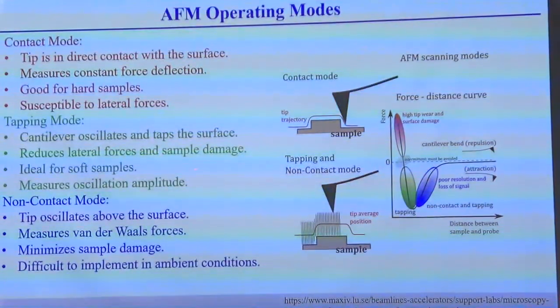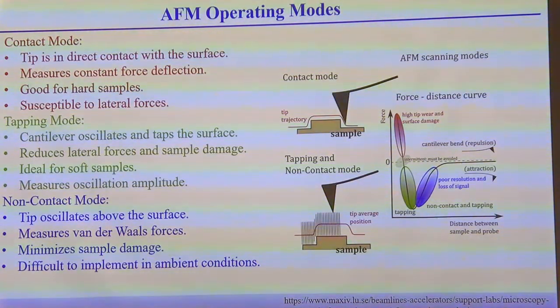The second is tapping mode. Here the cantilever or the tip oscillates and taps the surface, and it reduces the lateral forces and sample damage. So in this case, you are not damaging your surface; you keep your surface pretty good. It is very ideal for soft material, and it measures the oscillation amplitude.